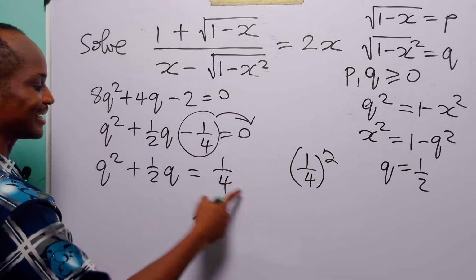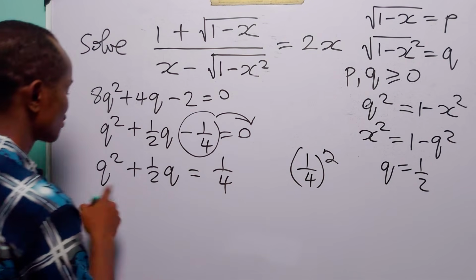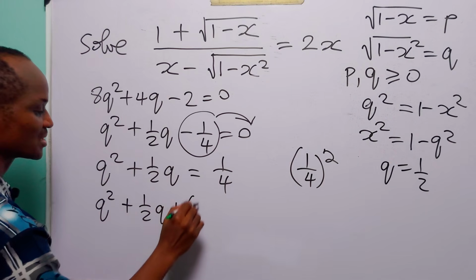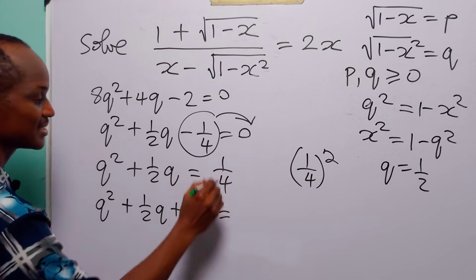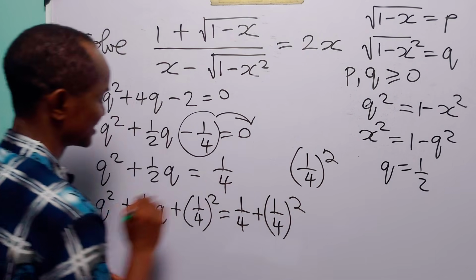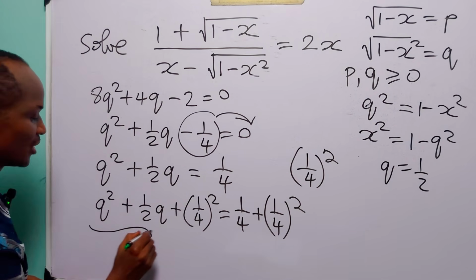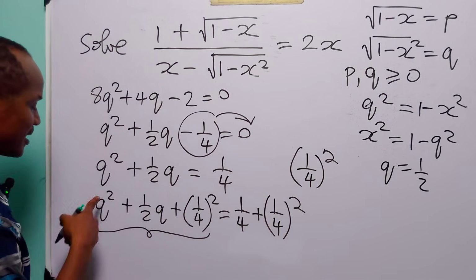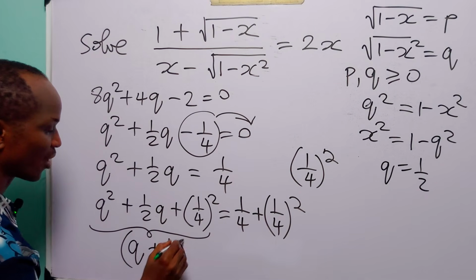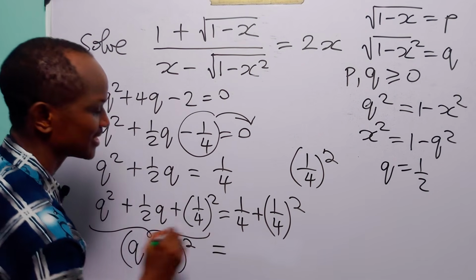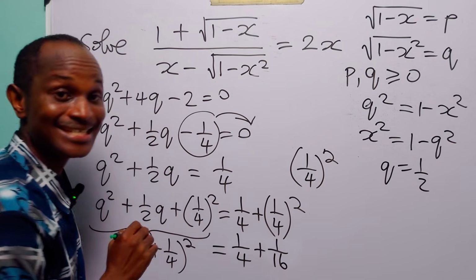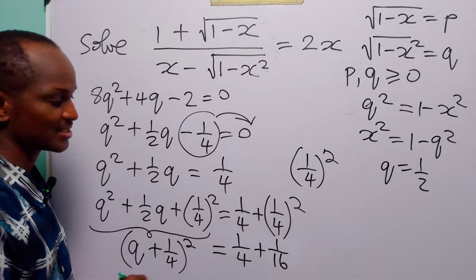Now we square and add to both sides of this equation. So we have q squared plus half q plus 1 over 4 squared is equal to 1 over 4 plus 1 over 4 squared. Of course, you know that on the left-hand side, we now have a perfect square. So we take 1 q and we take 1 over 4 and we square. And this is equal to 1 over 4 plus 1 over 16. 1 over 4 squared is 1 over 16.